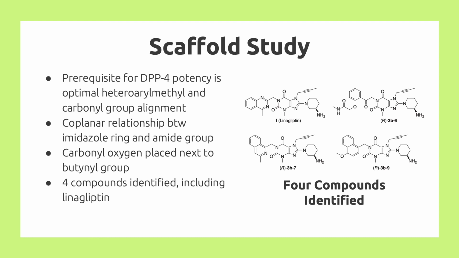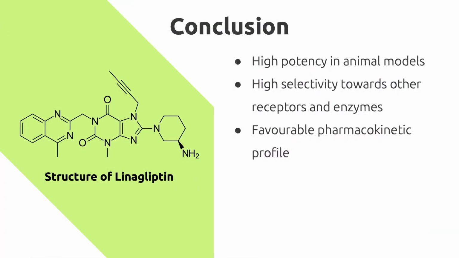From this selection process, 4 compounds, including Linagliptin, were identified to meet all the criteria of an ideal DPP4 inhibitor molecule. Ultimately, Linagliptin emerged as the superior molecule, with it displaying high potency in all animal models tested, having a high selectivity towards other receptors and enzymes, and with a favorable pharmacokinetic profile.